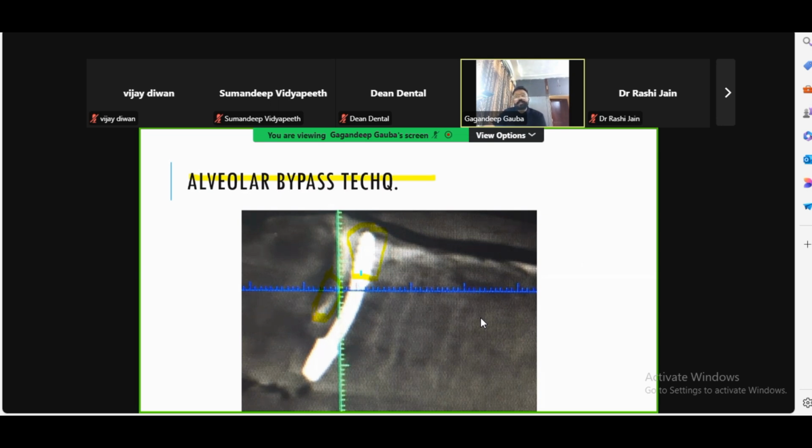In conventional implantology, if the implant is exposed, the implant will fail. But in basal implantology, this kind of failure is not seen. So this is a superpower of basal implantology.